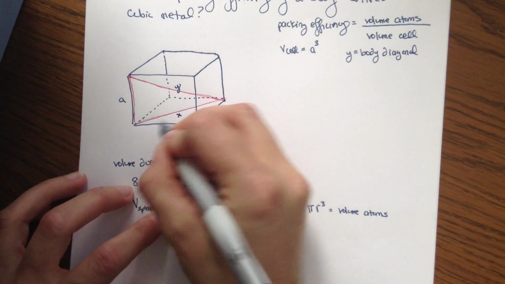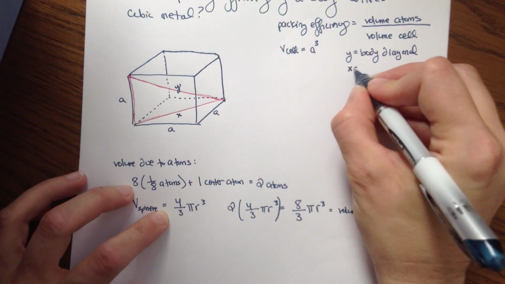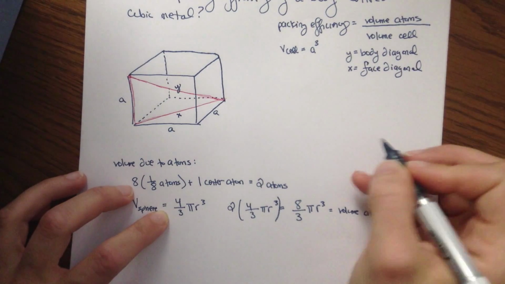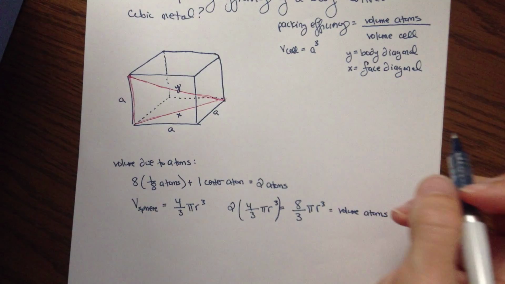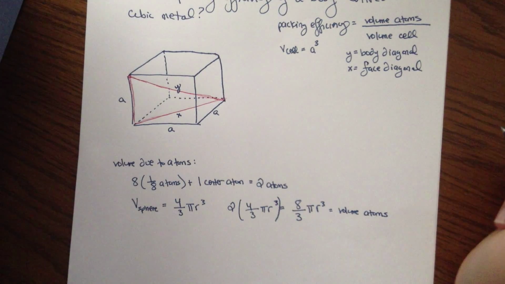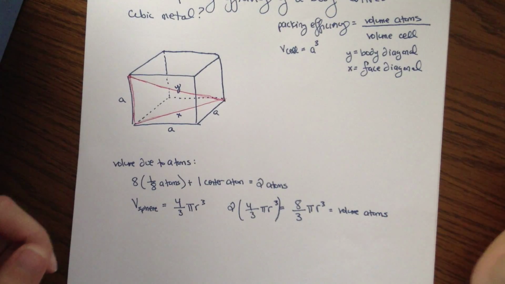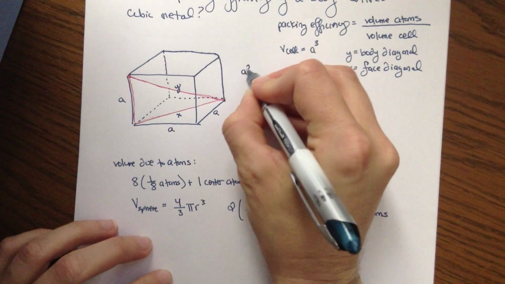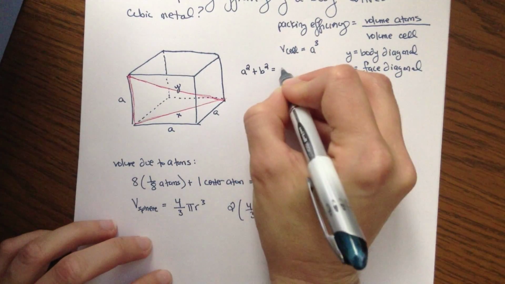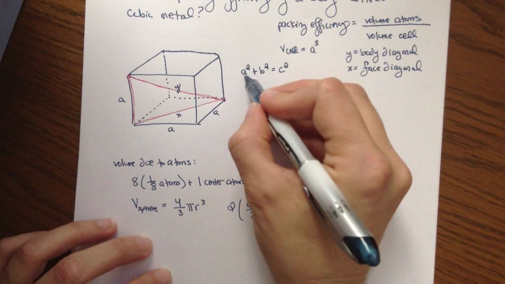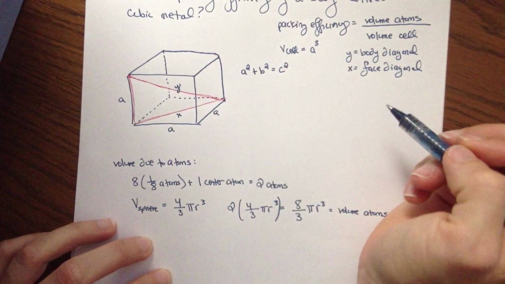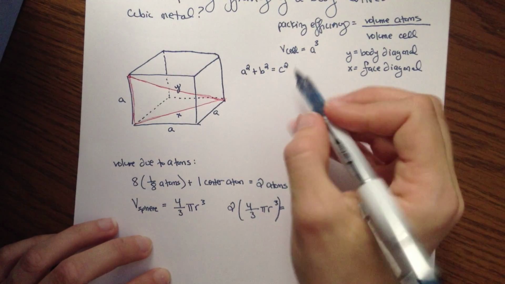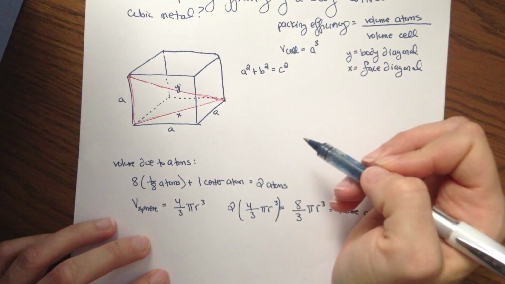And I'm going to call this leg of the triangle that I drew across the face, x, the face diagonal. Now, in order to solve this problem, we are going to use the Pythagorean Theorem. I think that's probably the easiest thing to do. If you'll recall, the Pythagorean Theorem is a squared plus b squared equals c squared. For a right triangle, the square of each of the legs is equal to the square of the length of the hypotenuse.